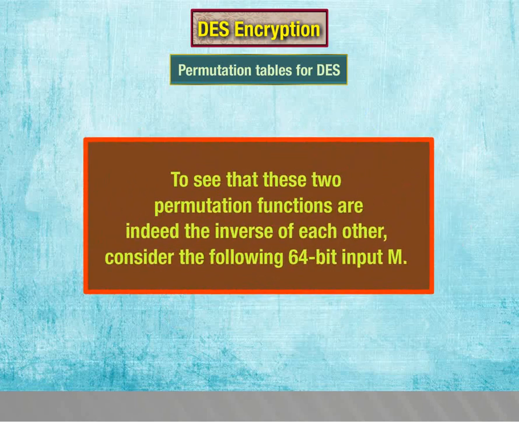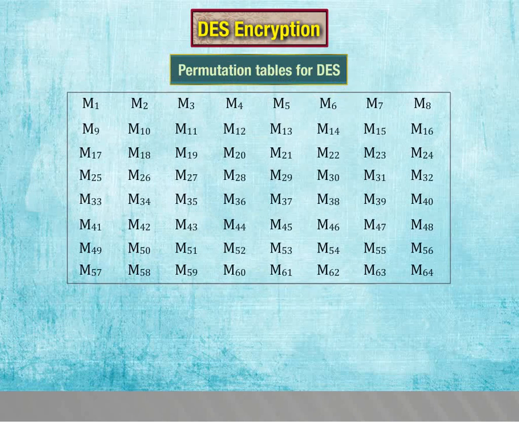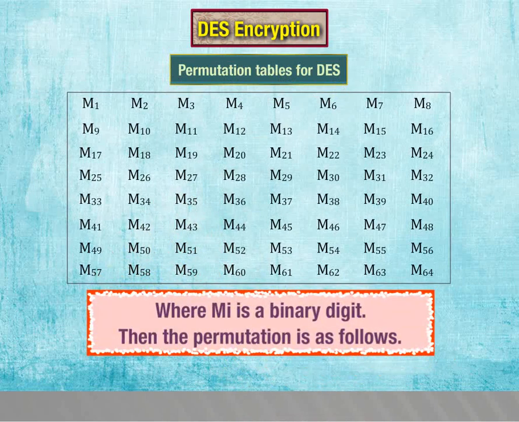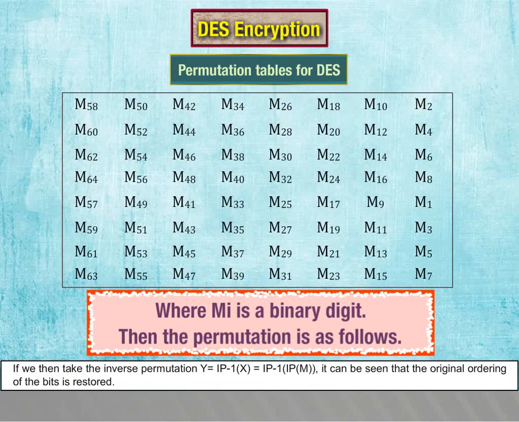To see that these two permutation functions are indeed the inverse of each other, consider the following 64-bit input M, where Mi is a binary digit. Then the permutation is as follows. If we then take the inverse permutation, y is equal to IP-1 of x, which is equal to IP-1 of IP of M, it can be seen that the original ordering of the bits is restored.